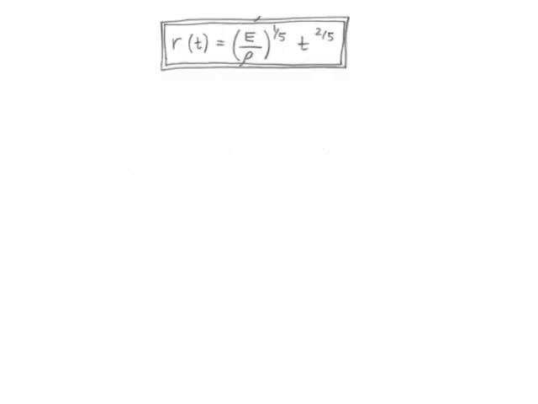Now, once we have the equation, the idea here is that we're going to make a graph. If you graph the radius along the vertical, and time to the 2/5 along the x-axis, then this would be our slope. In other words, the equation of a line is y equals mx. So basically, our y is going to be our radius, and our x is going to be time to the 2/5 power.